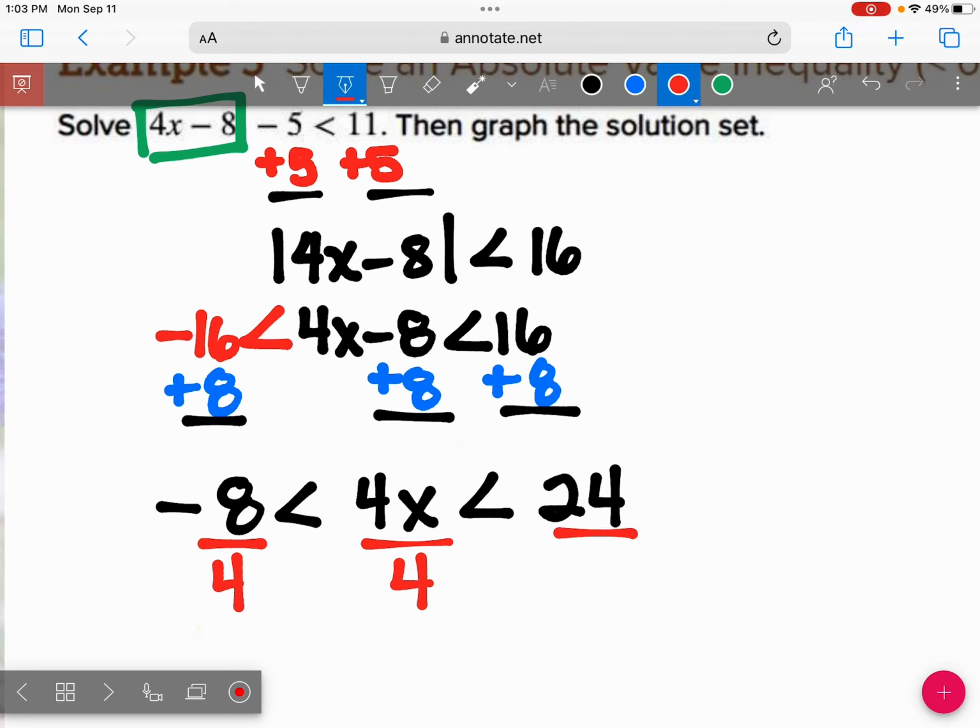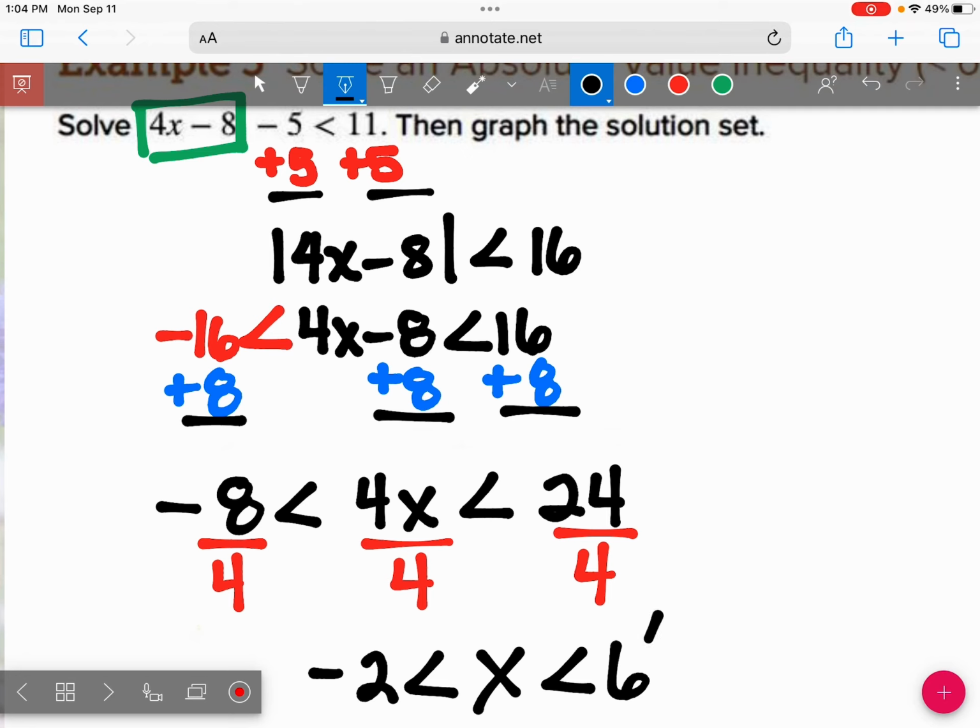I'm dividing by a positive, so I don't flip my inequality. So it's negative 2 is less than x, which is less than 6. So this is my solution. So what this means is that x is between negative 2 and 6.